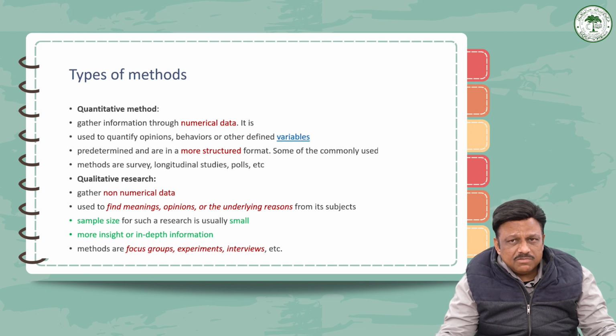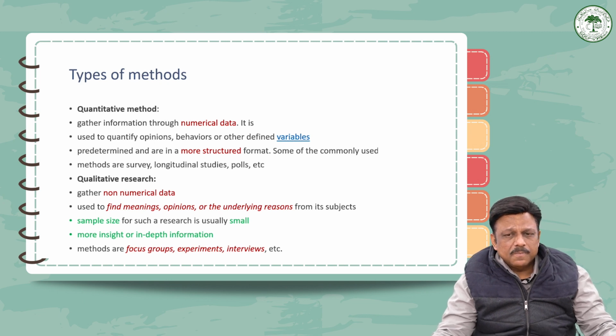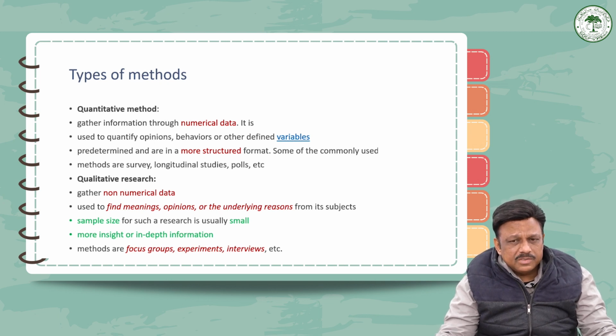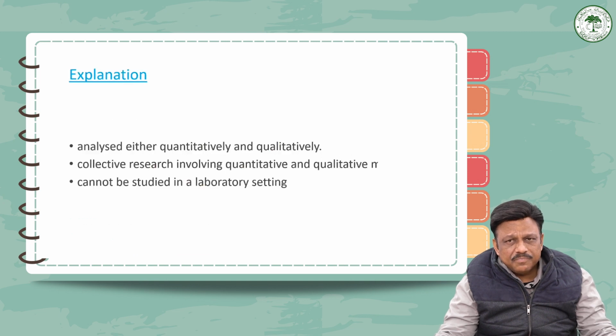When we talk about the qualitative way of doing empirical studies, we find it is used to gather non-numerical data. It is used to find meanings, opinions, or underlying reasons from the subjects on whom it is administered. These methods are unstructured, or sometimes semi-structured, and the sample size for such research is usually small. It is a conventional type of method to provide more insight, or in-depth information about the problem. Some of the most popular methods are focus groups, interviews, and experiments.